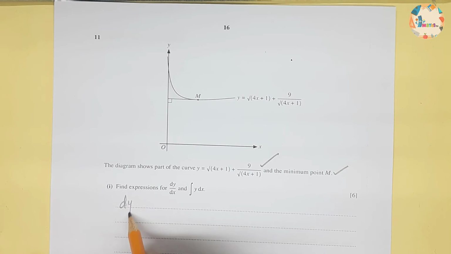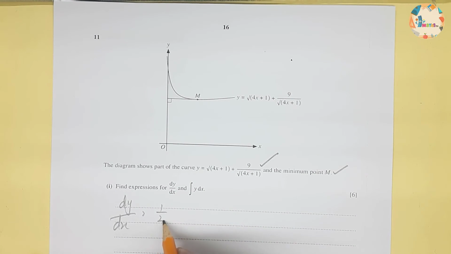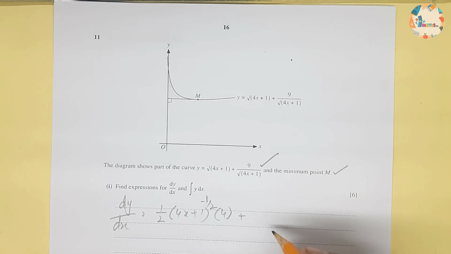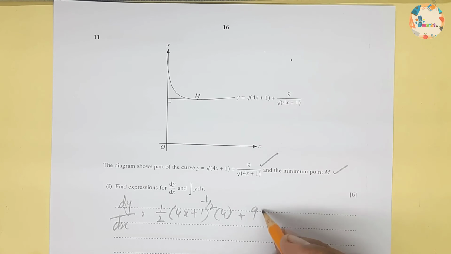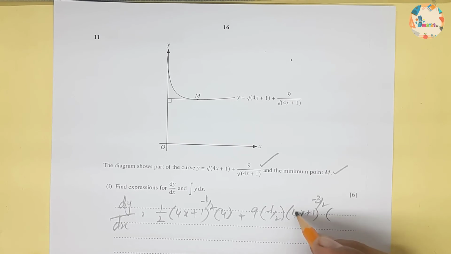So we can write dy over dx will be equal to, derivative of this one will be, power will be taken first, 1 by 2 into 4x plus 1 raised to 1 by 2 minus 1, which will be minus 1 by 2, and derivative of this, which is 4, and plus derivative of this one will be 9, and this will be taken as numerator, so raised to power minus 1 by 2, so minus 1 by 2 we will take first, and then it will be 4x plus 1 raised to minus 3 by 2, because minus 1 by 2 minus 1 will be minus 3 by 2, and derivative of this one will be 4. So this is the derivative which we have written.